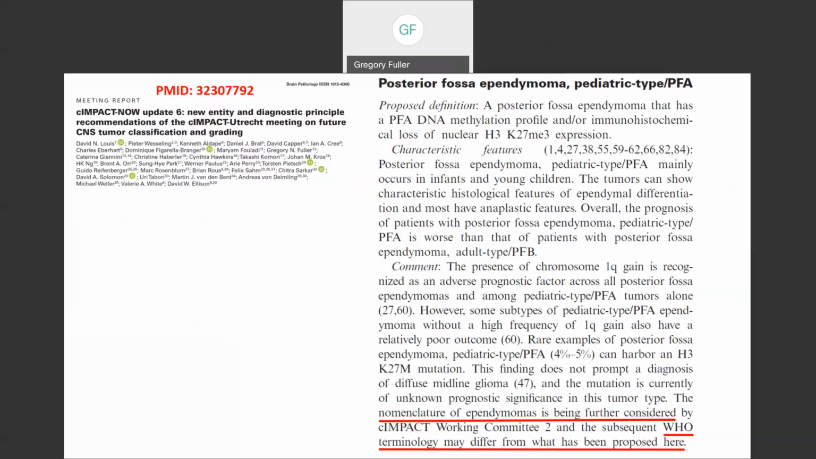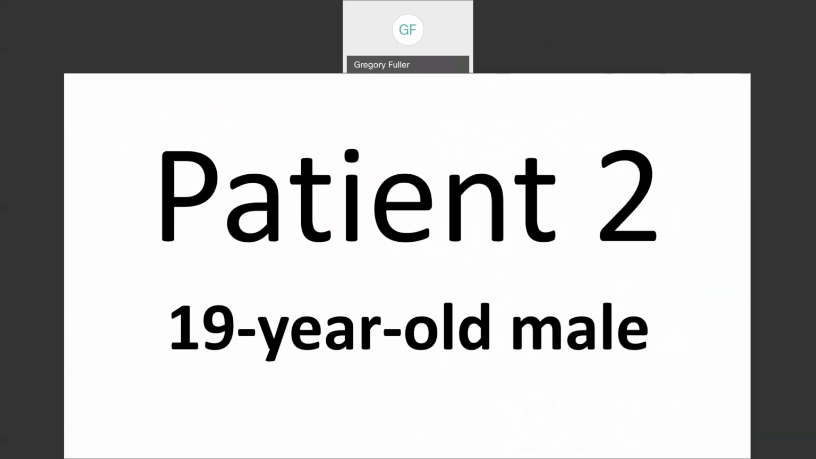Again, we're not presenting the official WHO. It's not out yet, but it will be before the end of the year. But we're giving you a very good idea of the shape, the form it will take. Okay, everybody got that? Okay, I think it's time to move on to patient number 2.